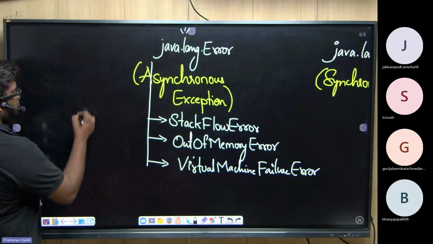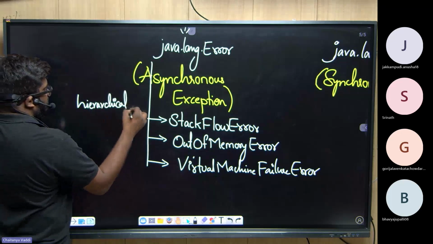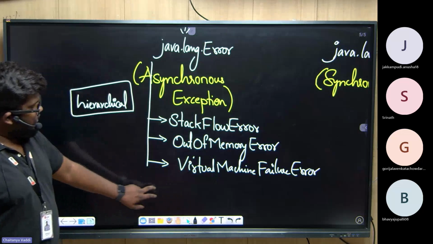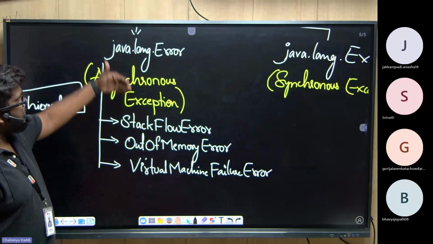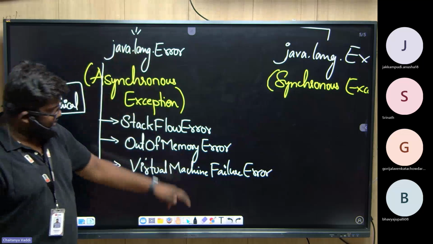All these are in the form of hierarchical inheritance, which will specify all these things. Meaning all these have a superclass of Error. These are not connected one by one like that. All of them are connected directly to the Error class.